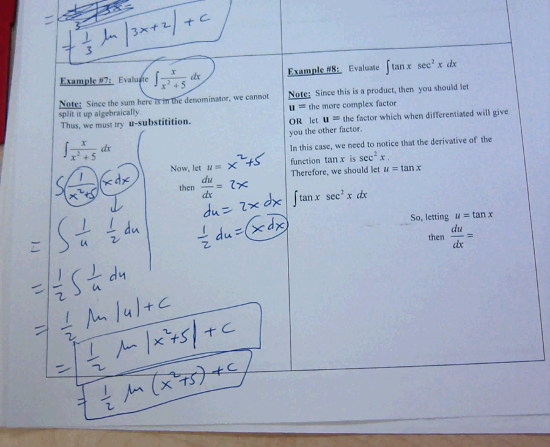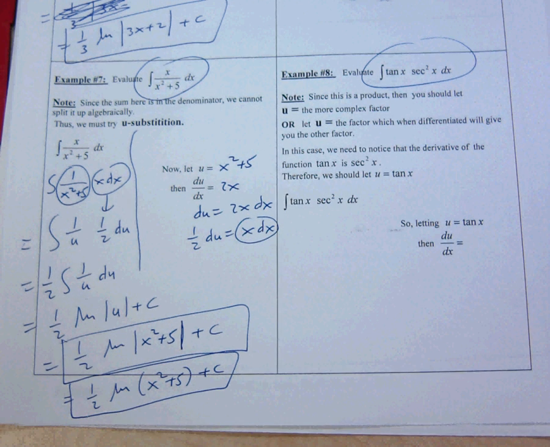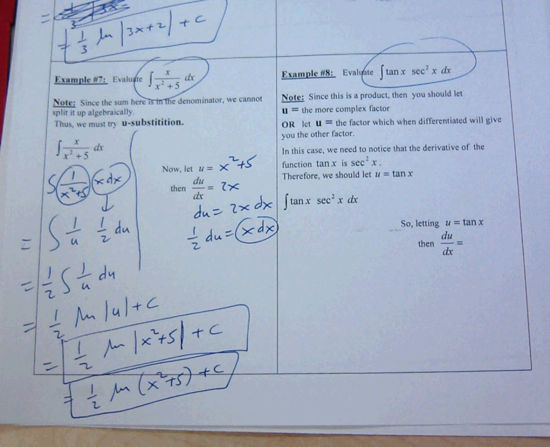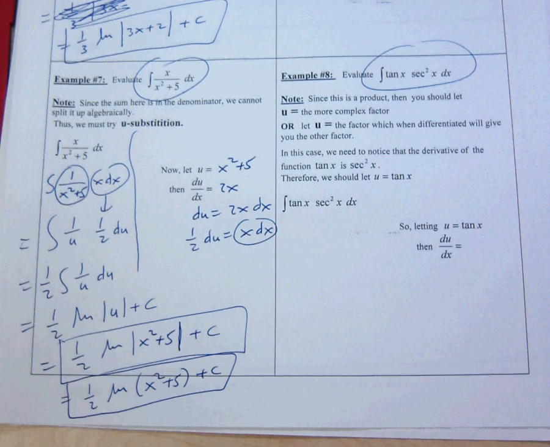All right, ready for a different kind? Okay, now again, when you look at example 8 here, clearly that's not something you can integrate, right? Everybody agree that's not something you can integrate? So again, anytime you have a product, a quotient, or a composition, chances are you're going to try U-substitution. So everybody agree you got a product here? Yes, so you're going to use U-substitution.